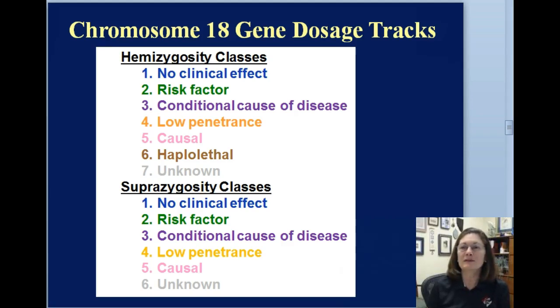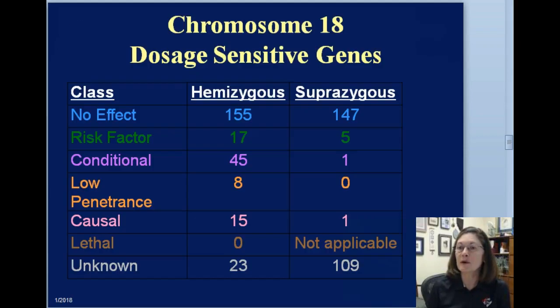So I'm sorry, duplolethal is what they would be. So there's not even a category for that. We think it's not applicable at this time. So to review where we are at this point, of the 263 genes on chromosome 18, we think that 155 have no effect when you have a deletion of those genes, and 147 have no effect when you have a duplication of those genes. So that's the vast majority of genes really don't have an effect. So this isn't as big a problem as people once assumed it was.